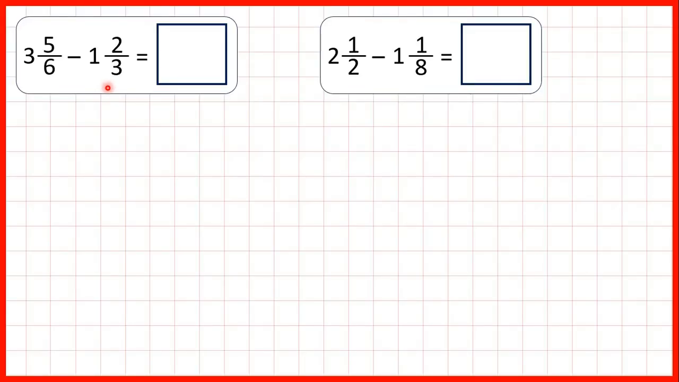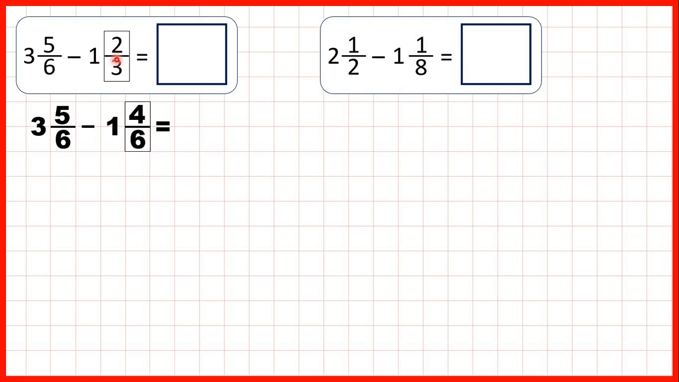Now here we're subtracting mixed numbers. So first we have 3 and 5/6 minus 1 and 2/3. But we know that to subtract fractions we need the denominators to be the same. So we need to find a fraction equivalent to 2/3 which has a denominator of 6. So we can rewrite our question as 3 and 5/6 minus 1 and 4/6.